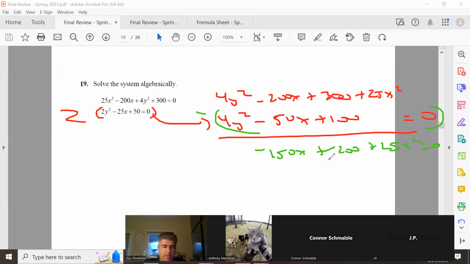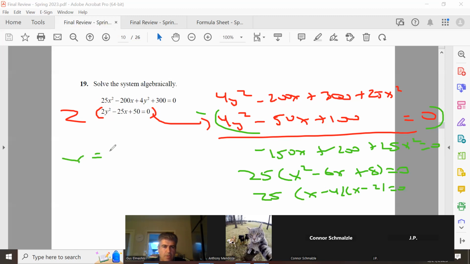And I trust you guys should be fine with the factoring. That's a skill that you guys have done for a while now. x squared minus 6x plus 8. x minus 4, x minus 2. x equals 4 or 2, so super easy, right? And then plugging 4 and 2 back into one of the equations. Probably easier to plug it back into the second equation. Solve for y. I know you guys can do that. Shouldn't be that hard.